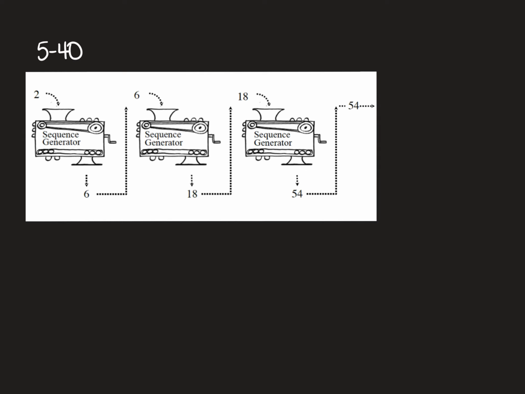So then let's look at, are we multiplying by the same number every time? So if I multiply by 3, I get 6. That works. If I multiply by 3 here, I get 18, so that works. And then if I multiply by 3 here, I get 54. So it looks like we're multiplying by 3.